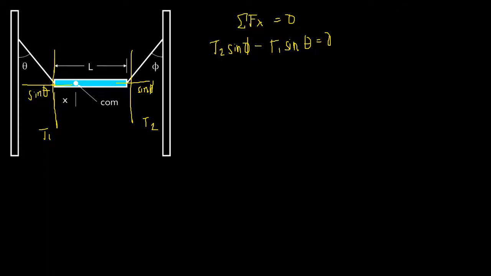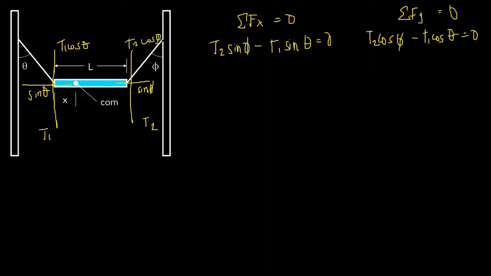So, for our summation of Fy, again, this is also equal to 0 since it is in equilibrium. So, dito naman, T2 cosine phi minus T1 cosine theta. So bakit ulit negative? Kasi yung cosine theta naman natin dito is makikita natin dito T1 cosine theta. And dito naman yung T2 cosine phi.